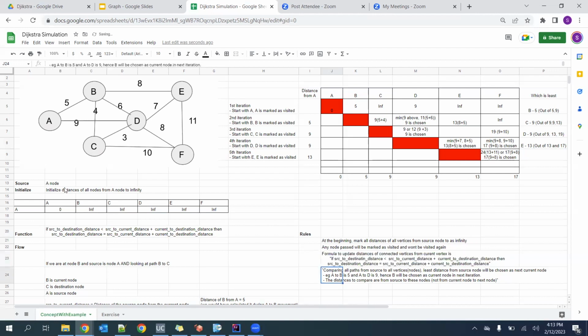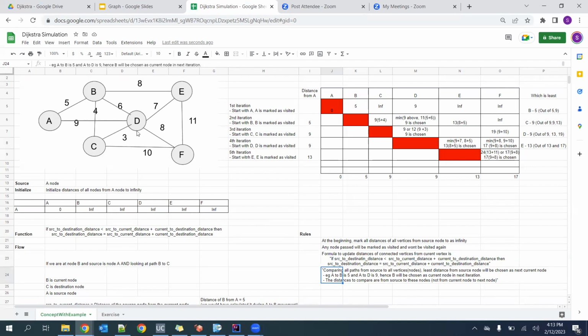Now we'll go over an example, how this whole thing works. So our source node is A. The problem is we want to find the shortest distance of each node from the A node. So what is our first iteration? Okay, let's go to the rules, then we'll go over this. The rule is at the beginning, mark all distances of all vertices from the source node as infinity. Now when we navigate, we start from A.